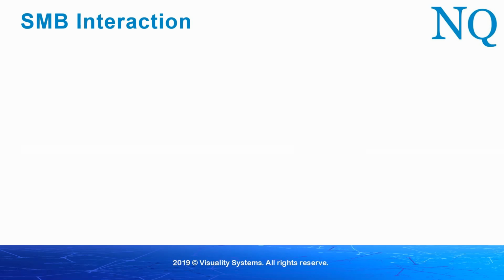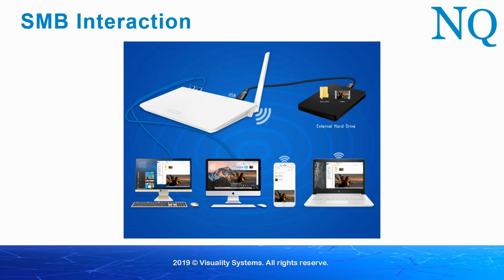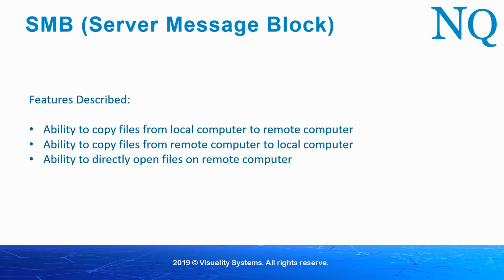Windows computers are not the only hardware devices that can be powered by SMB. Virtually any device can use SMB technology, either as a server or as a client, once SMB has been installed on that device. A common example is adding an external hard drive to a router that will then act as a file server.